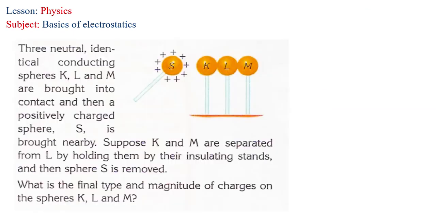Okay, 3 neutral identical conducting spheres K, L, and M are brought into contact, and then a positively charged sphere S is brought nearby. It's not into contact. Suppose K and M are separated from L by holding them by their insulating stands, and then sphere S is removed. What's the final type and the magnitude of charges on spheres K, L, and M?